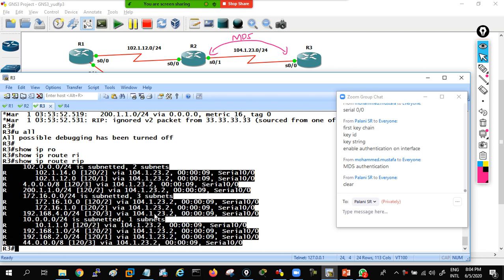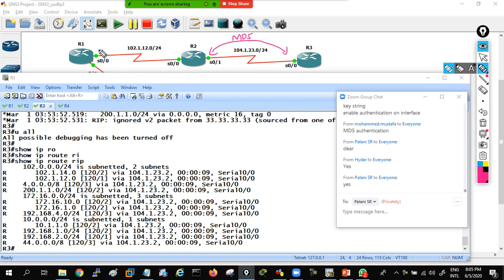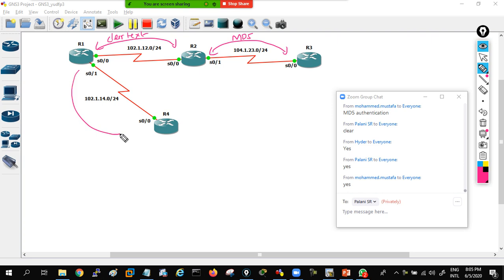Everybody is okay, guys. Say yes for me if you understand the concept. So what I did here: between router 1 and router 2, we configured clear text. And between router 2 and router 3, we configured MD5. And between router 1 and router 4, there is no authentication. Right? So far so good. Everybody understand the concepts, guys?